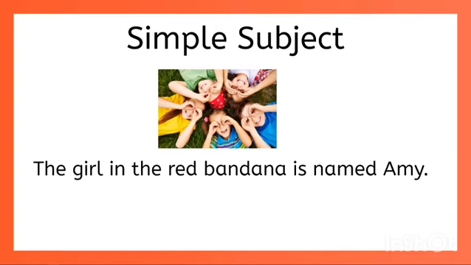Sometimes the complete subject contains two nouns, like in the sentence, "The girl in the red bandana is named Amy." We have the noun girl and we have the noun bandana. How do we know which one is the simple subject? Well, we need to determine which noun tells who or what the sentence is about. So we look at the predicate. Is this sentence saying the girl is named Amy, or is it saying the bandana is named Amy? That's easy. The simple subject is girl because this sentence is telling us about a girl named Amy.